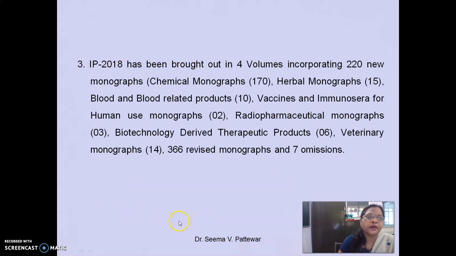thereunder. IP 2018 has been brought out in 4 volumes, incorporating 220 new monographs. Chemical monographs 170, herbal monographs 15, blood and blood related products 10, vaccines and immunosera for human use monographs 2, radiopharmaceuticals monographs 3, biotechnology derived therapeutic products 6, veterinary monographs 14, and 366 revised monographs and 7 omissions of the previous edition.